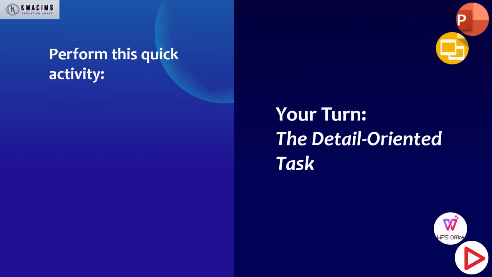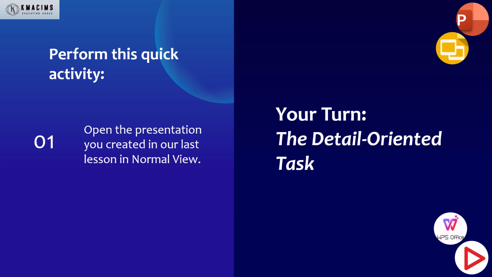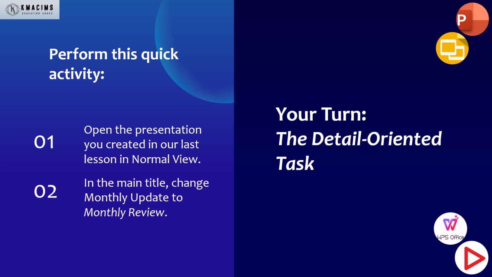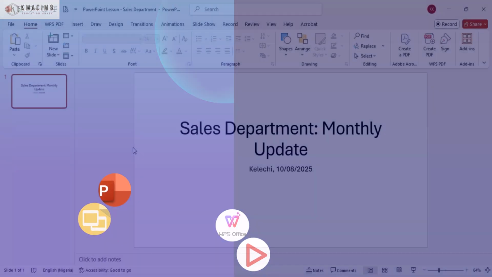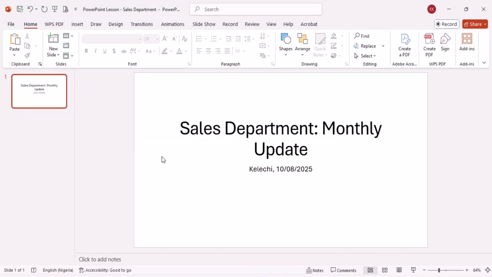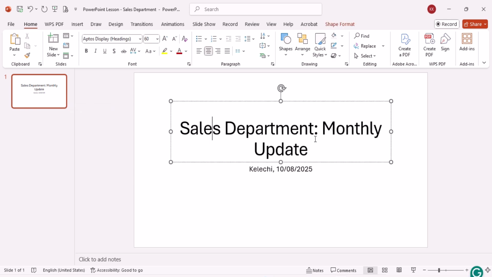Let's do a quick activity. Open the presentation you created in our last lesson. 1. Make sure you are in normal view. 2. Click on your title slide. 3. In the main title, I want you to change one word. For example, if it says monthly update, change it to monthly review. 4. Now, make your name in the subtitle bold.